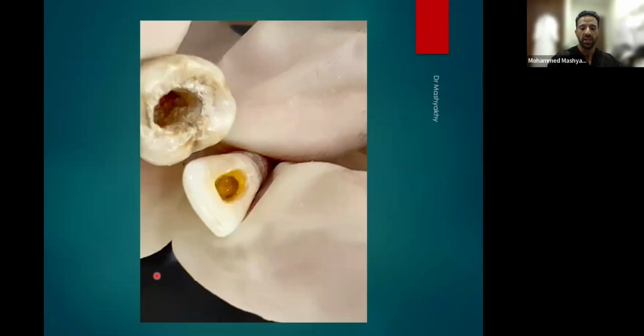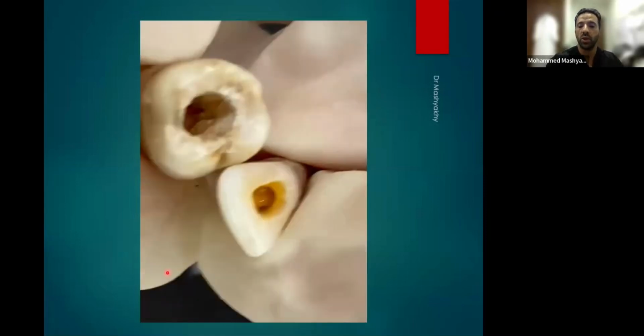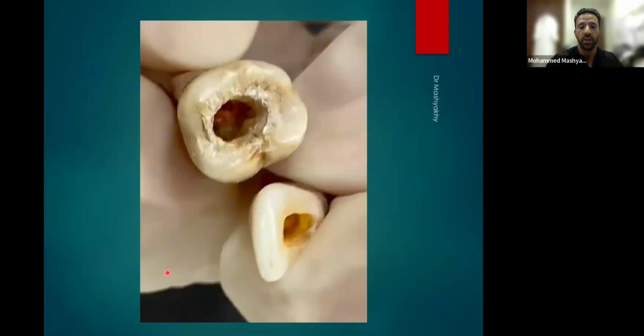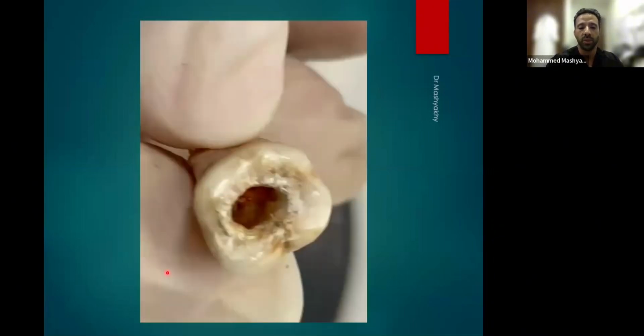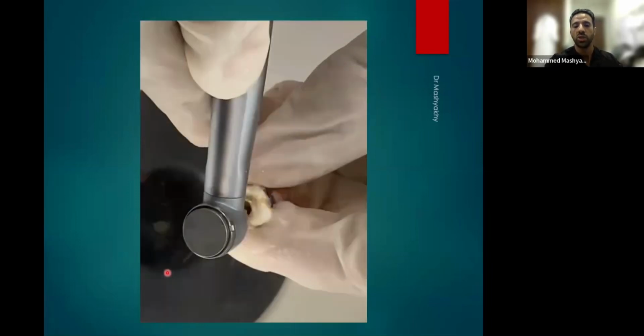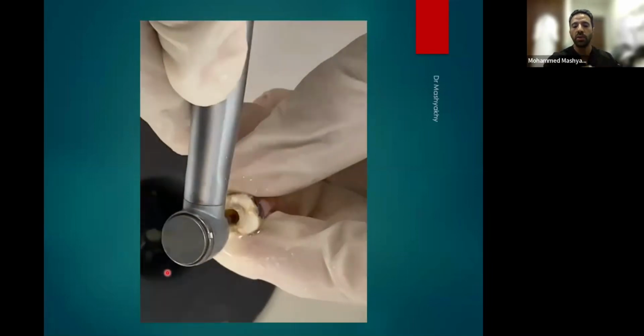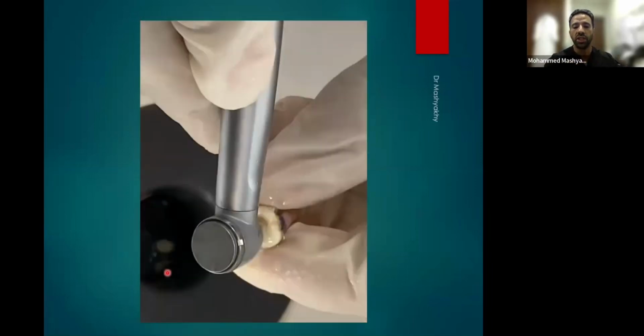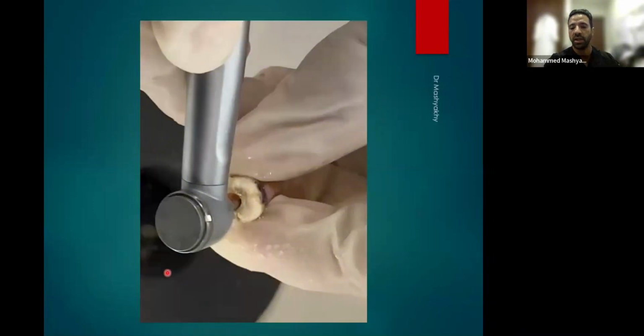Otherwise, if you don't have this facility, I do it the old way. You get a new bur. This is a tooth that I obturated. Take a new taper diamond bur, not the one that you opened the caries with. A new one. And you just go slowly around the pulp chamber and around all the corners. Get a fresh touch.